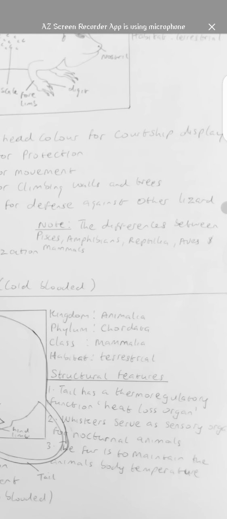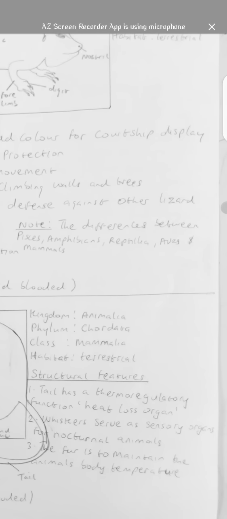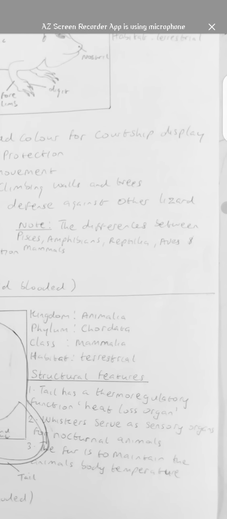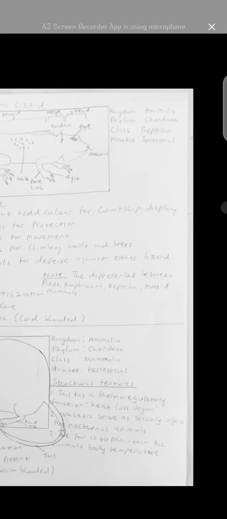Number 2, whiskers serve as sensory organs for nocturnal animals. Their whiskers are for sensing, especially at night. Nocturnals are animals that move about at night. Number 3, the fur is to maintain the animal's body temperature. You can even add the possession of fur and hind limbs for quick movement.